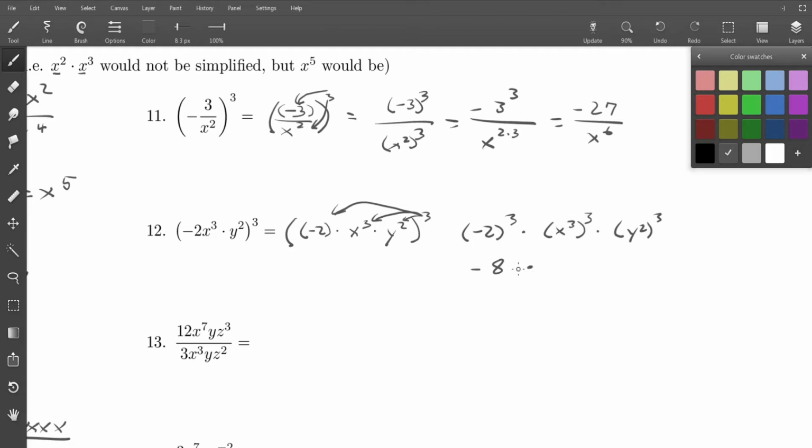That means we multiply the exponents. So this will be x to the power of 3 times 3, and then this will be y to the power of 2 times 3. Then we can just go ahead and simplify those values. This will be equal to negative 8 times x to the 9th times y to the 6th, because 2 times 3 is 6, and 3 times 3 is 9. And that's how we would solve this one, right? We're now in a nice simplified form.